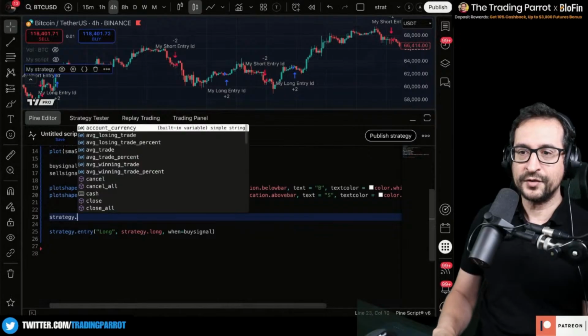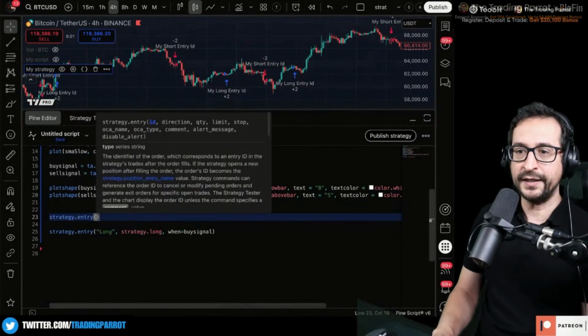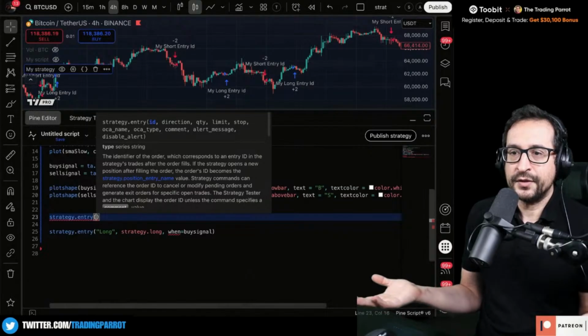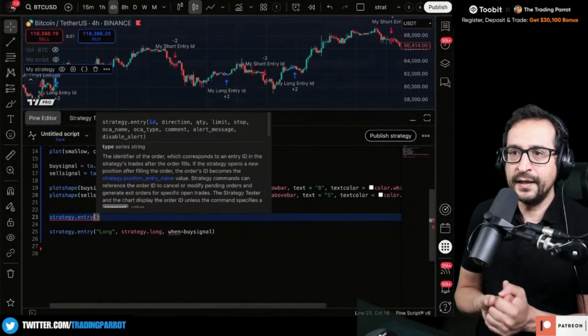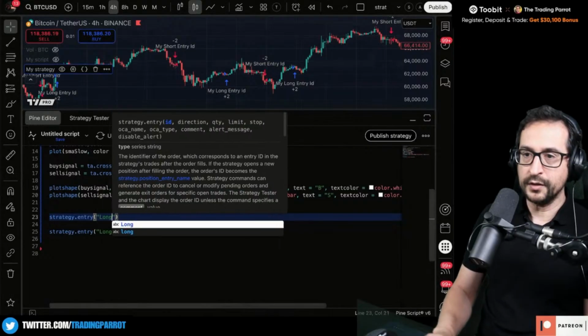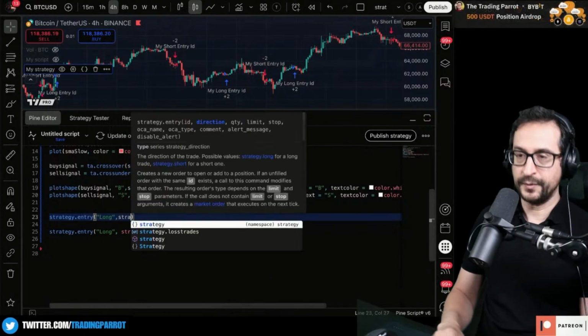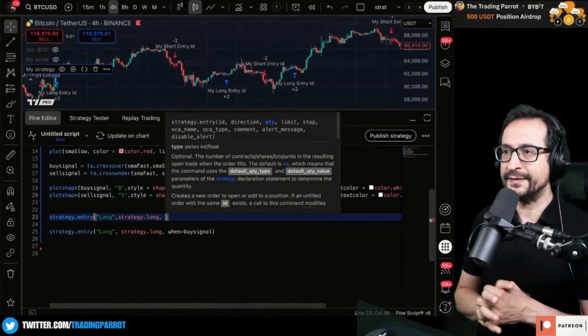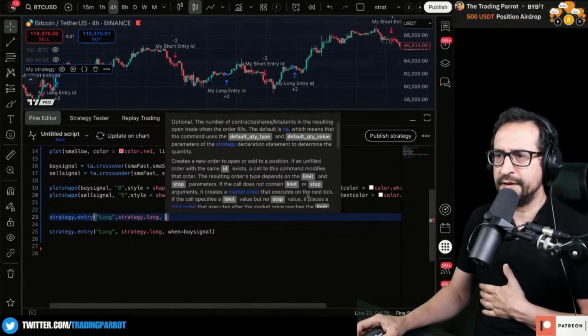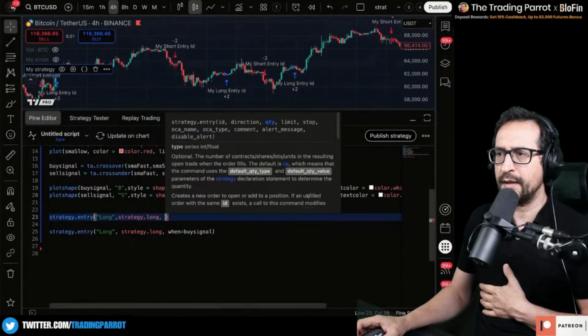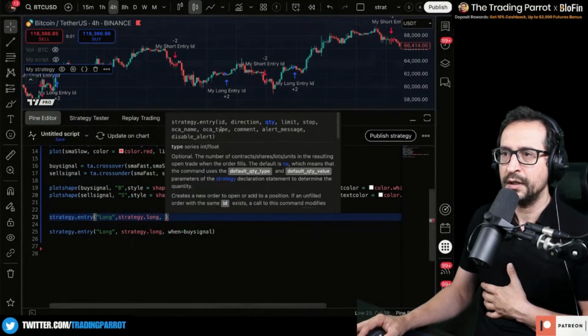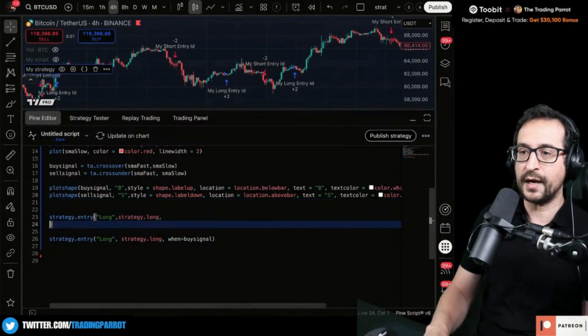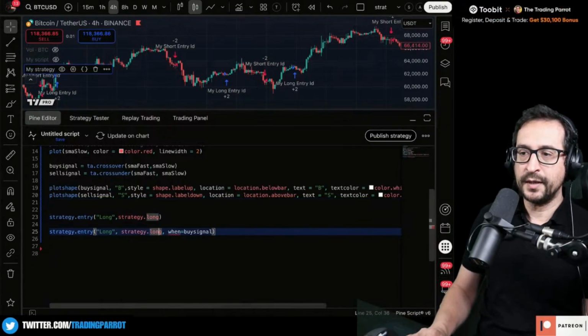Strategy, and let's just use autocomplete, and use the function entry, and we're going to get the documentation anyway. It needs an ID, and the ID, I'm going to call it long, and then a direction, which is strategy.long. And now we need the quantity, and I don't think it's mandatory, I think it's optional. And the direction, limit, order, stop, blah blah blah, alert message. Okay, so there isn't a 'when' anymore. So what I'm going to do is put this in an if.